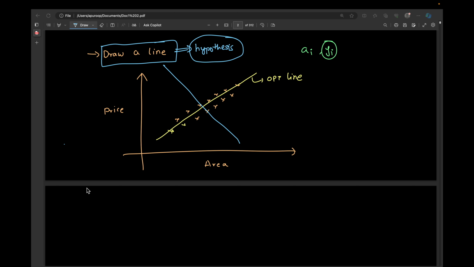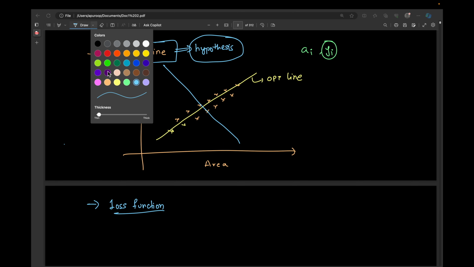After drawing this line, the machine needs to know that whatever line it has drawn is wrong. In order to tell that the line is wrong, we use something called a loss function. This loss function will signify how bad the hypothesis is. So how can we tell that this line is bad? We can tell by observing the difference between the actual and predicted prices.